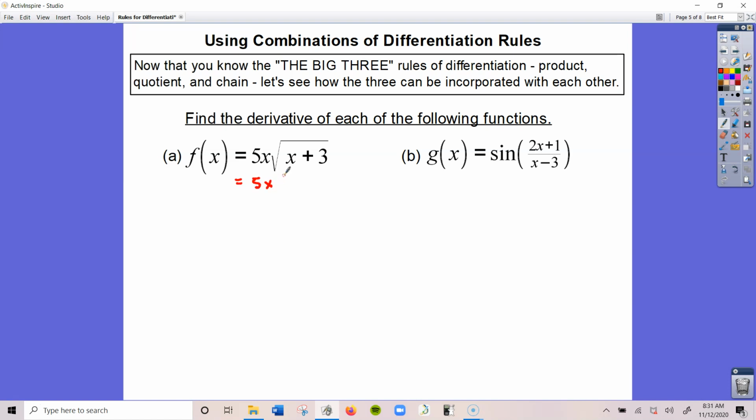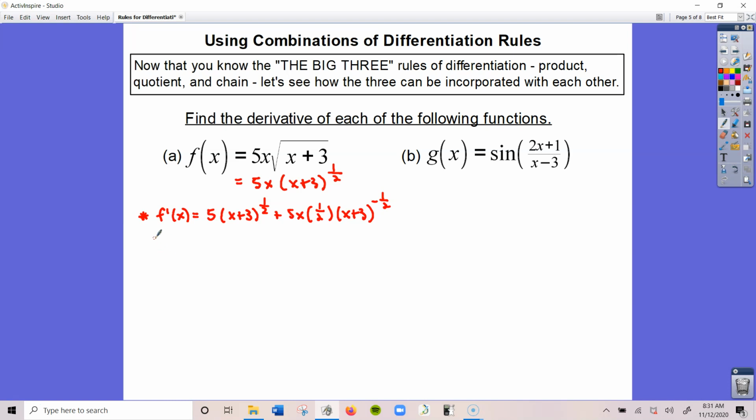And this is 5x times x plus 3 to the 1/2. Now, when I use my product rule, when we work this out, we're also going to have to apply the chain rule for this particular function, for the x plus 3 raised to the 1/2. So here we go. F prime of x is going to equal 5, the derivative of the first, leave the second alone, x plus 3 to the 1/2, plus 5x, now times the derivative of the second, which is 1/2 times x plus 3 to the negative 1/2.